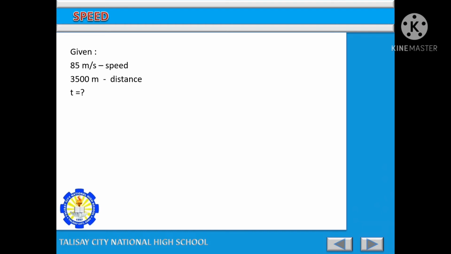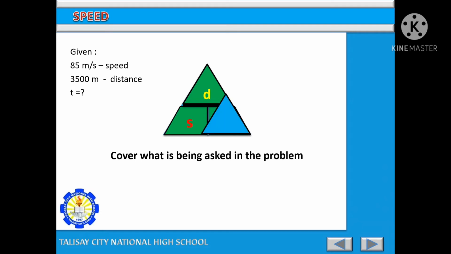The givens in the problem are as follows. 85 meters per second, that's the speed of the car. 3,500 meters, that's the supposed distance covered by the car. And of course, time is unknown. Using our magic triangle, we cover the variable time because that is what is being asked in the problem. So what is left is distance and speed.